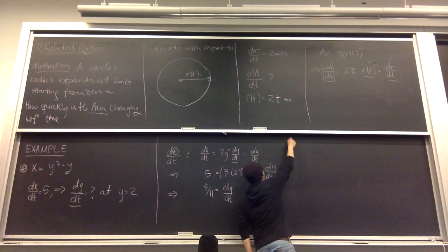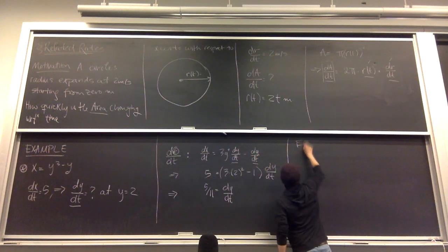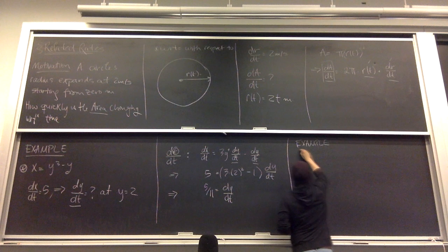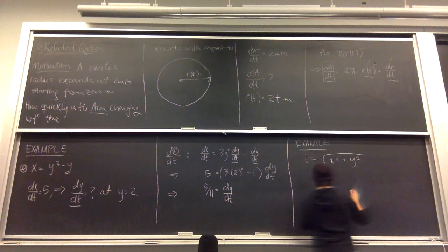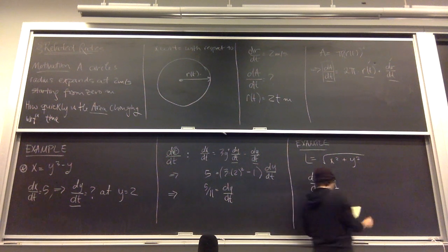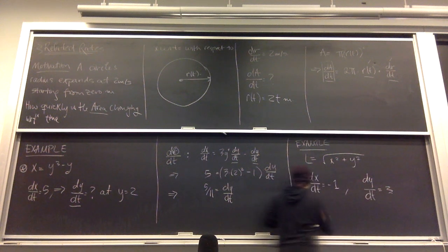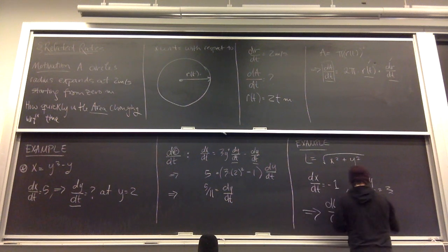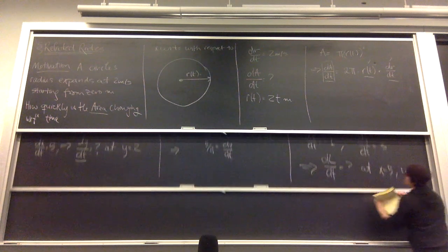Okay, so I'm going to give you a question to try while I wipe down the boards. Give this one a try. Let L be the square root of x squared plus y squared. Let dx/dt be negative 1, and let dy/dt be 3, and tell me what dL/dt is at x equals 5, y is 12. So give that a go.